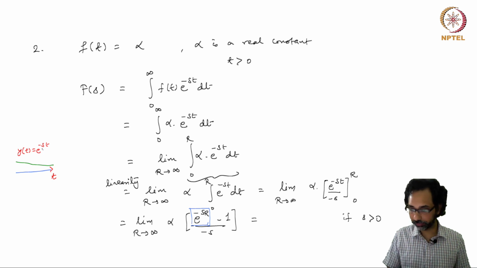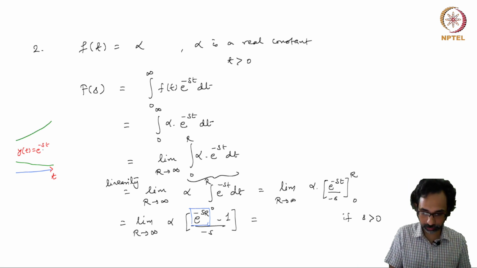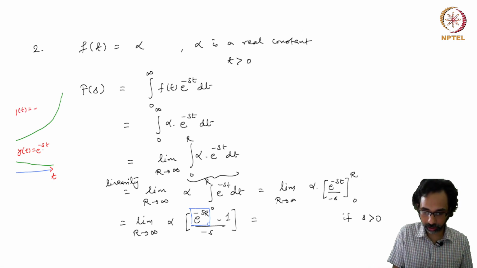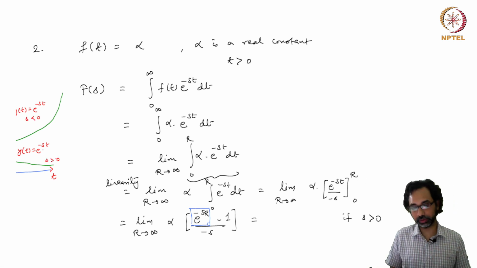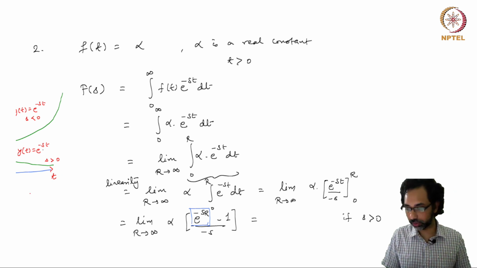When s is positive, then it goes to 0. However, when s is negative, then you have a positive coefficient in front of t, and then the graph looks like this. So this is y equals e to the minus st, s negative, and this is for s positive. Okay. So this is the exponential function. When s is negative, it goes to infinity as t tends to infinity, but when s is positive, it tends to 0 as t tends to infinity.